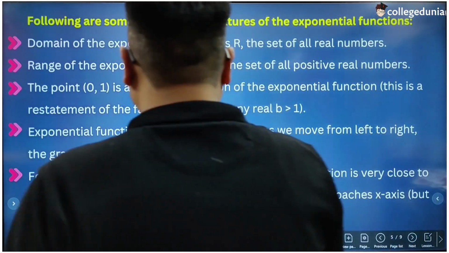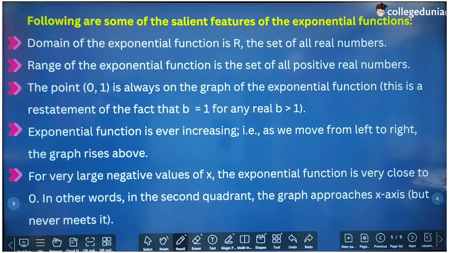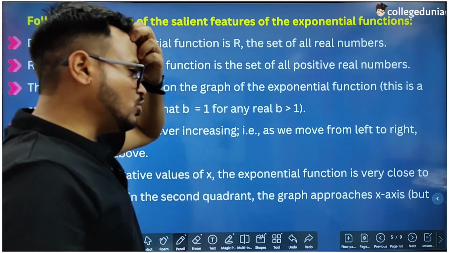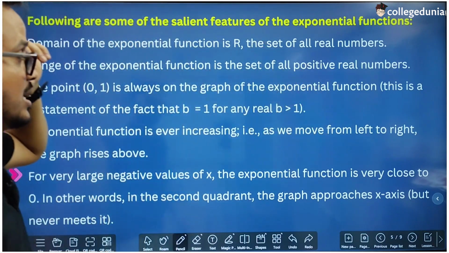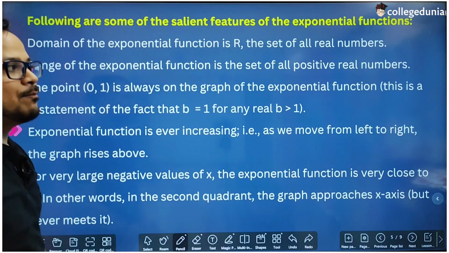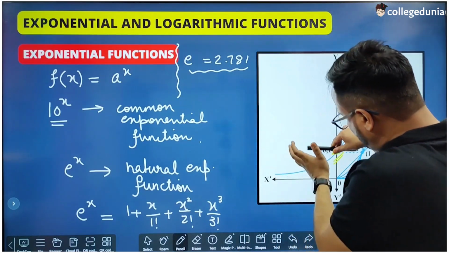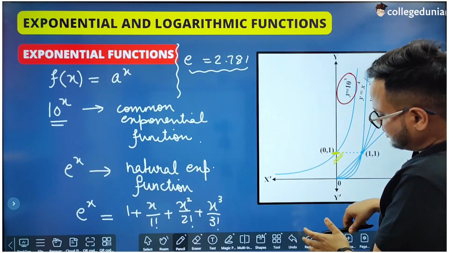So what are the properties of exponential function? Domain of the exponential function is R. You can put any real number, right, as we have discussed. Range of the exponential function is the set of all positive real numbers. We can see that this graph is not going below the x-axis.